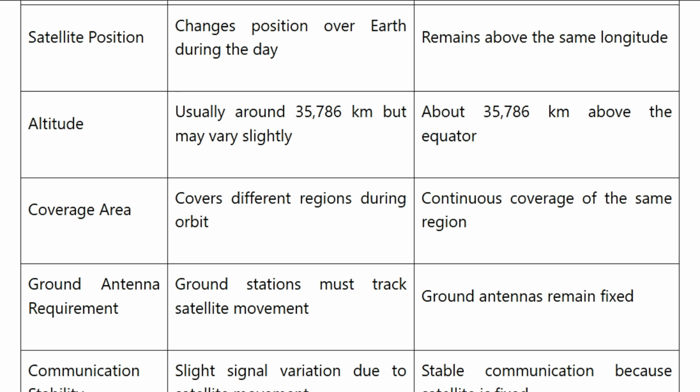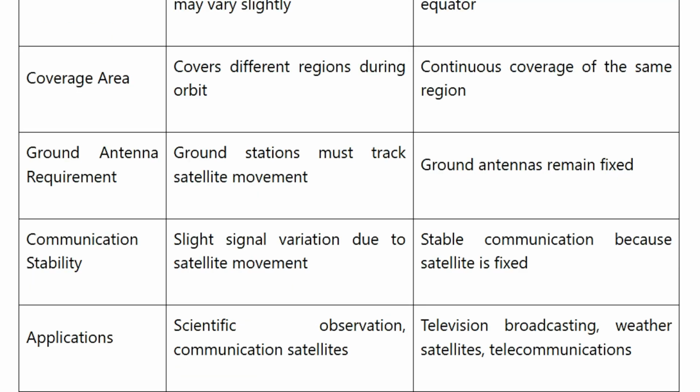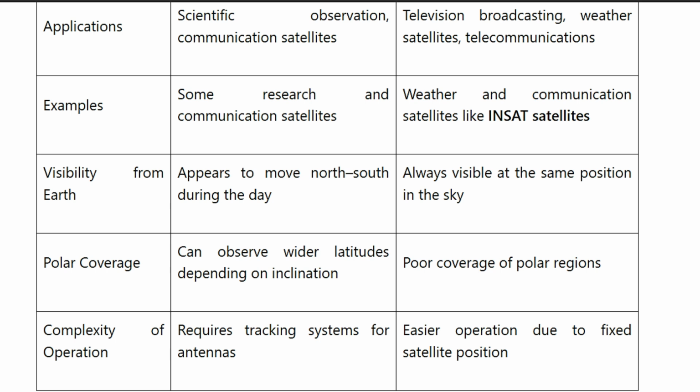Ground antenna requirement. Geosynchronous: ground stations must track satellite movement. Geostationary: ground antennas remain fixed. Communication stability. Geosynchronous: slight signal variation due to satellite movement. Geostationary: stable communication because satellite is fixed. Applications. Geosynchronous: scientific observation, communication satellites. Geostationary: television broadcasting, weather satellites, telecommunications. Examples. Geosynchronous: some research and communication satellites. Geostationary: weather and communication satellites like INSAT satellites.